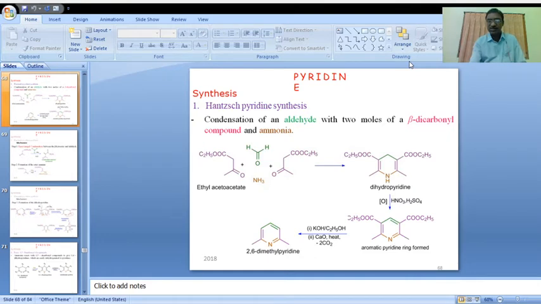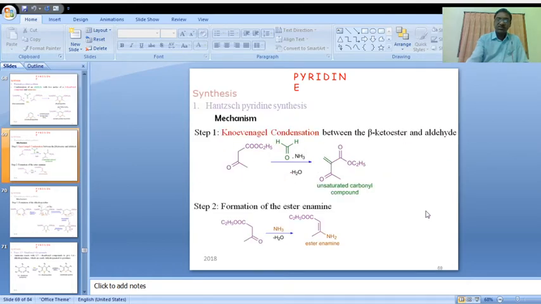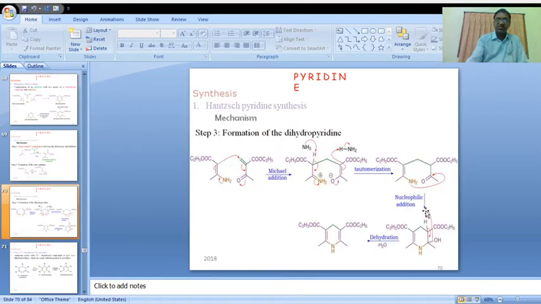Is it clear? This single step reaction involves 3 steps in the mechanism part. Is it clear, all of you?